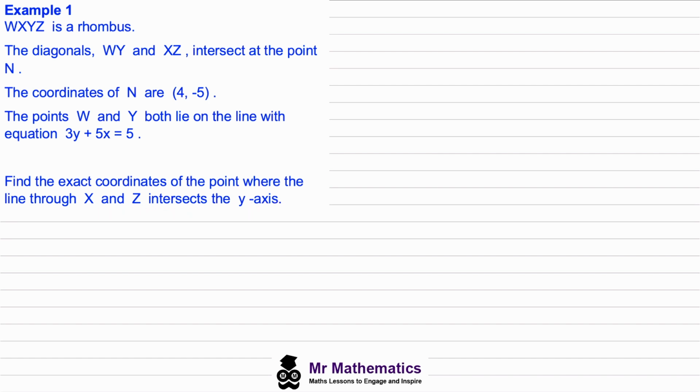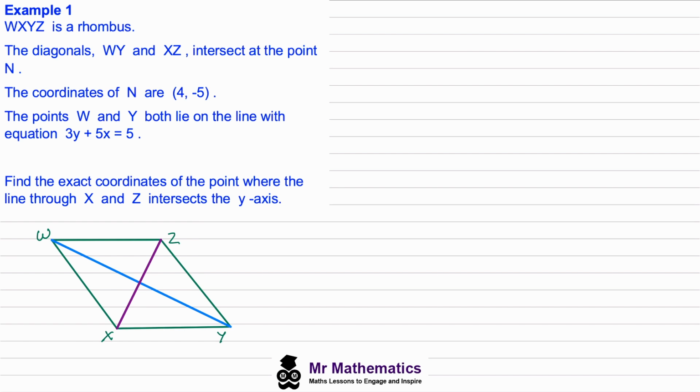Okay, so the first thing we're going to do is sketch this rhombus. We're told that the diagonals WY, which is this diagonal here, and XZ, which I'll show in purple, intersect at the point N (4, -5). And we're told that the points W and Y both lie along the line 3y + 5x = 5.